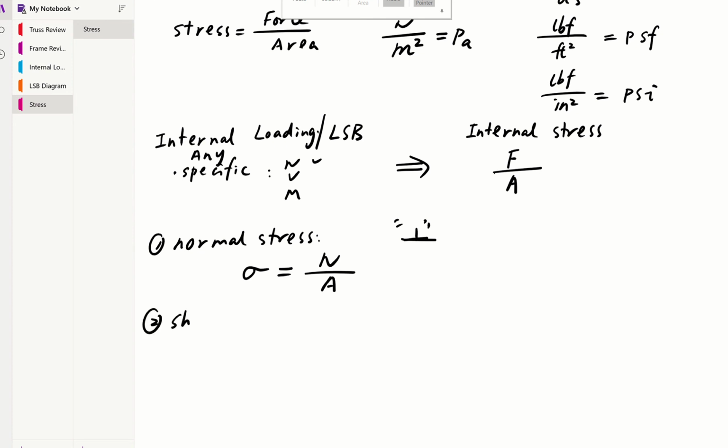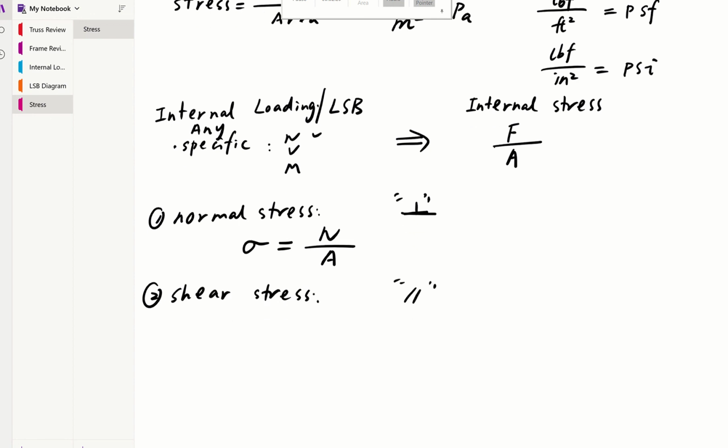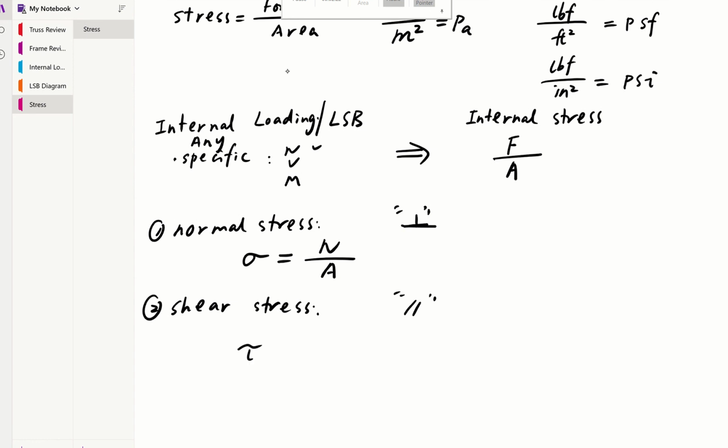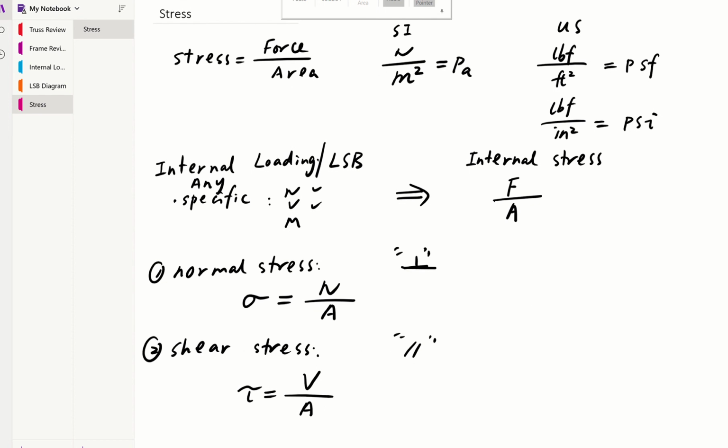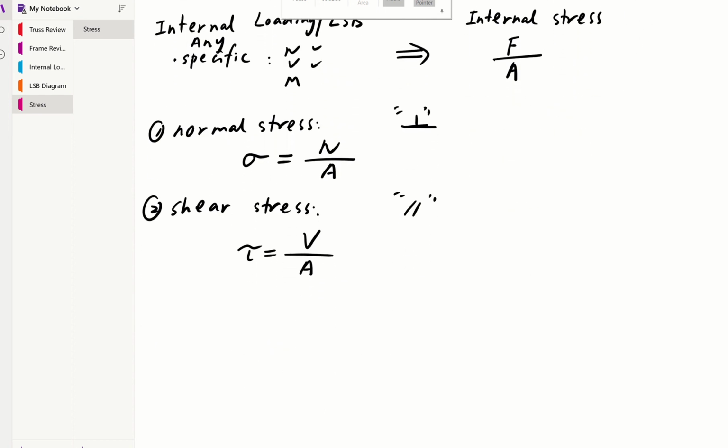Then the second stress is going to be shear stress. It's going to be parallel to the surface, because the shear force is basically parallel to or on the surface. And that has the symbol tau. Tau is equal to V over A, where V is our internal shear, which you learned in internal loading. So those are the basic concepts of stress: normal stress and shear stress.